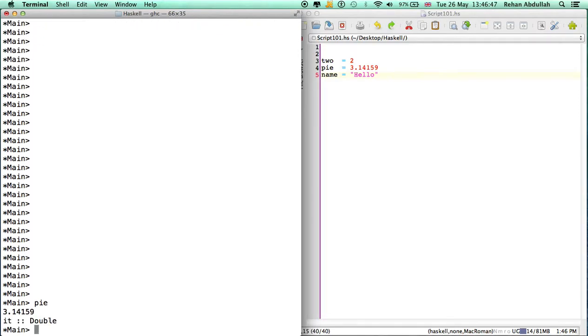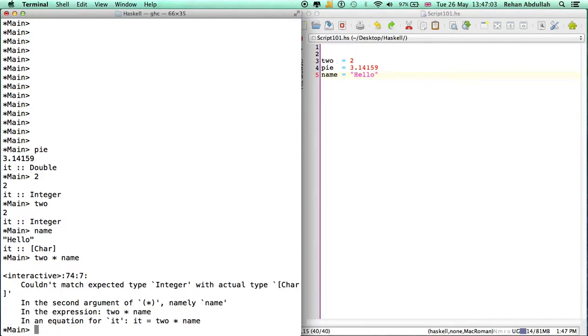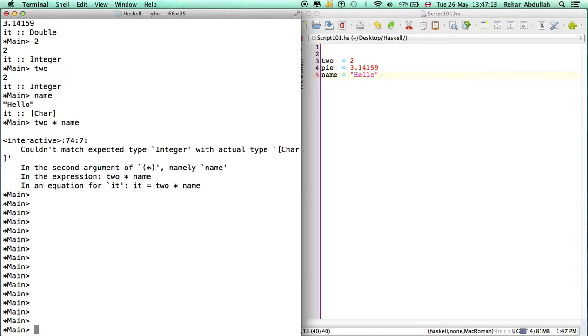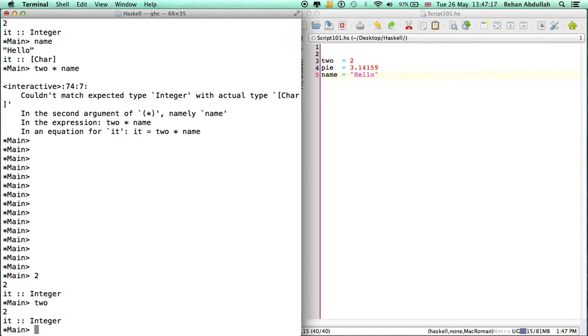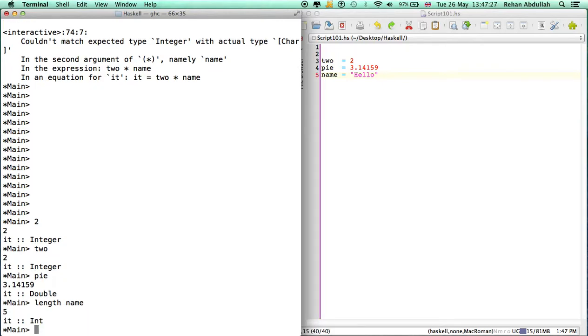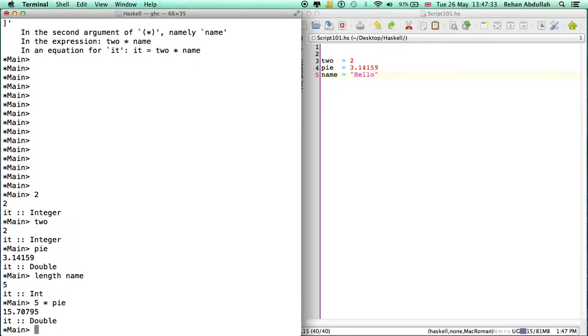So what is pi? Yeah, that's what it gives me. 2. Yep. There you go. Giving me the same error. That's useful, isn't it? All right, 2 integer, 2 pi. Length name is 5. 5 times pi. Yep.